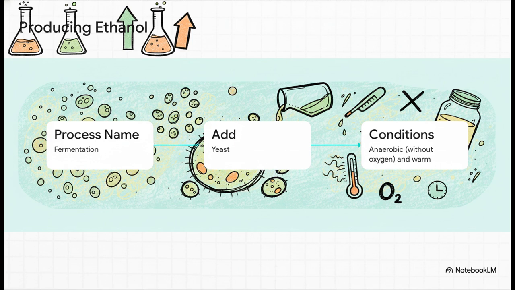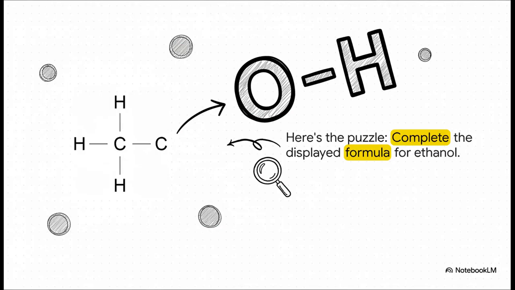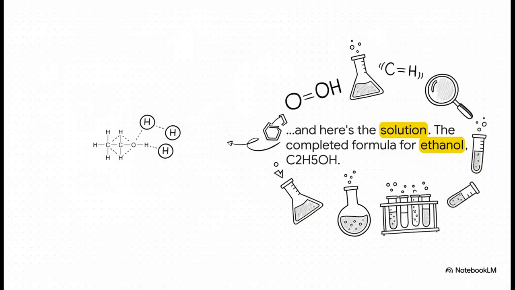Get all 3 marks. All right, time for a little visual puzzle. The exam paper shows you this incomplete diagram for ethanol and asks you to finish it. This is a 1-mark question that's all about knowing the structure of an alcohol and how all the atoms fit together. And ta-da! Here's the finished article.